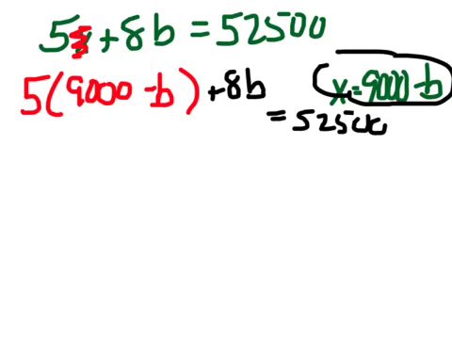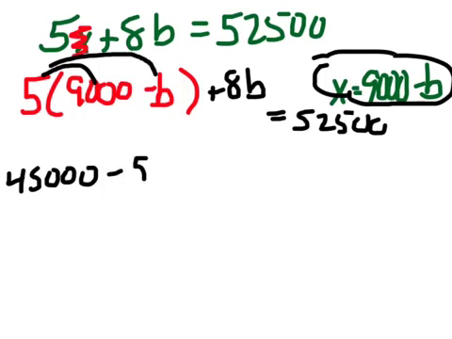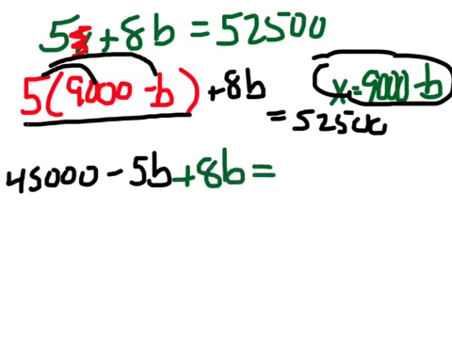I want to put this to the side. I've got to distribute on the left-hand side, so we'll do that, and that'll kind of get it all on one line again. 5 times 9,000, wouldn't that be 45,000? Okay. And 5 times negative b would be minus 5b. So that's all that. And then I've got the plus 8b equal 52,500.